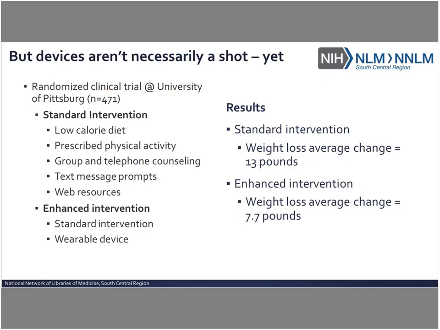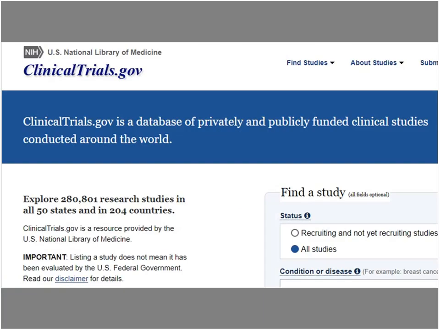So I mentioned randomized clinical trial. I want to introduce the first resource I'm going to talk about today. Many of you may already be familiar with Clinicaltrials.gov. This is a product from the National Library of Medicine, and it's a database of privately and publicly funded clinical studies conducted around the world. It's important to mention, it says here on the screenshot that I took, listing a study does not mean it has been evaluated by the U.S. federal government.